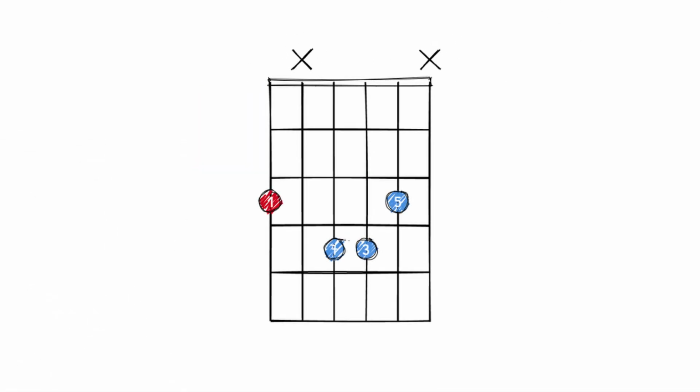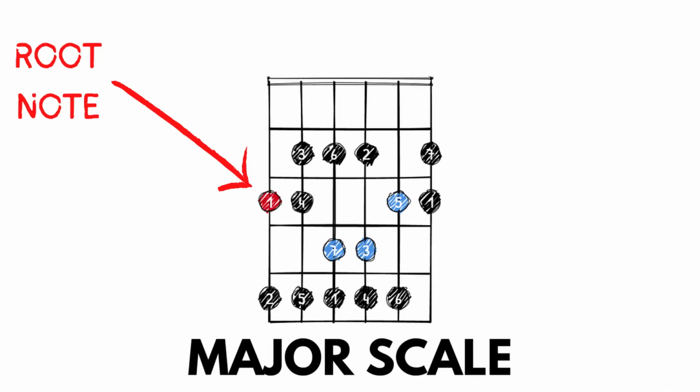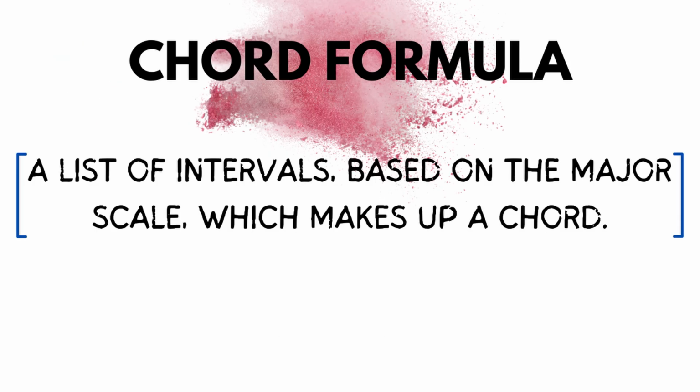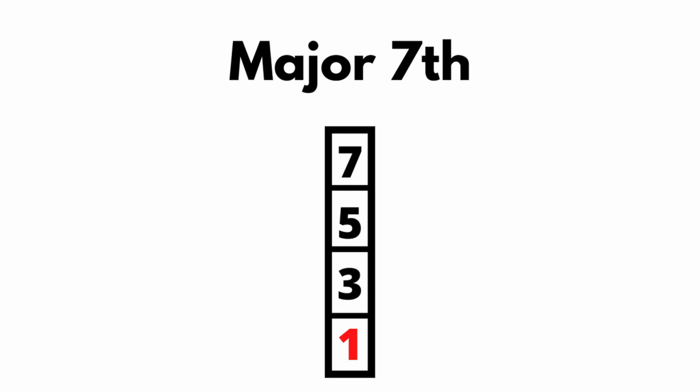If you were to overlap this chord with a major scale starting from the same root note, you would find that the intervals contained within this chord are the 1st, 3rd, 5th, and 7th degrees of the major scale. And if we check our chord formula to find out what we would call this chord based off of these intervals, we would have a major 7th chord. So nothing particularly special, simply a major triad, 1, 3, 5, plus an added 7th.